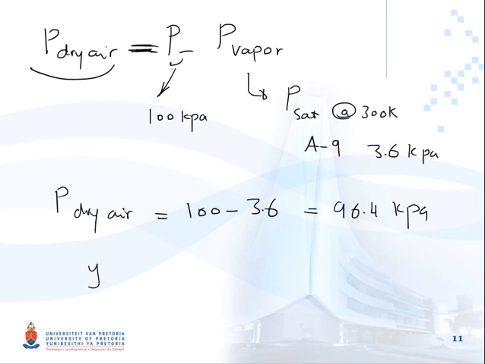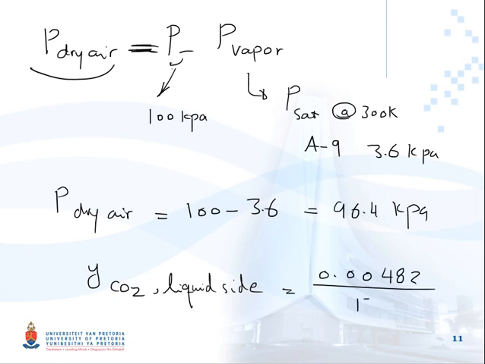So y CO2 on the liquid side will be equal to 0.00482 divided by 1710. Both of the units are bar, so it's 2.82 times 10 to the power of minus 6. So it's very important that both units are the same.